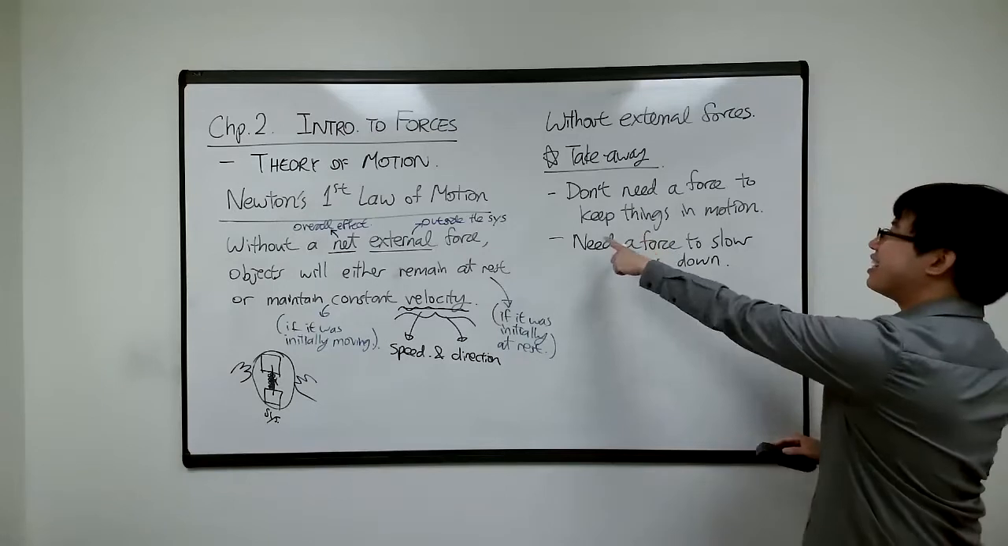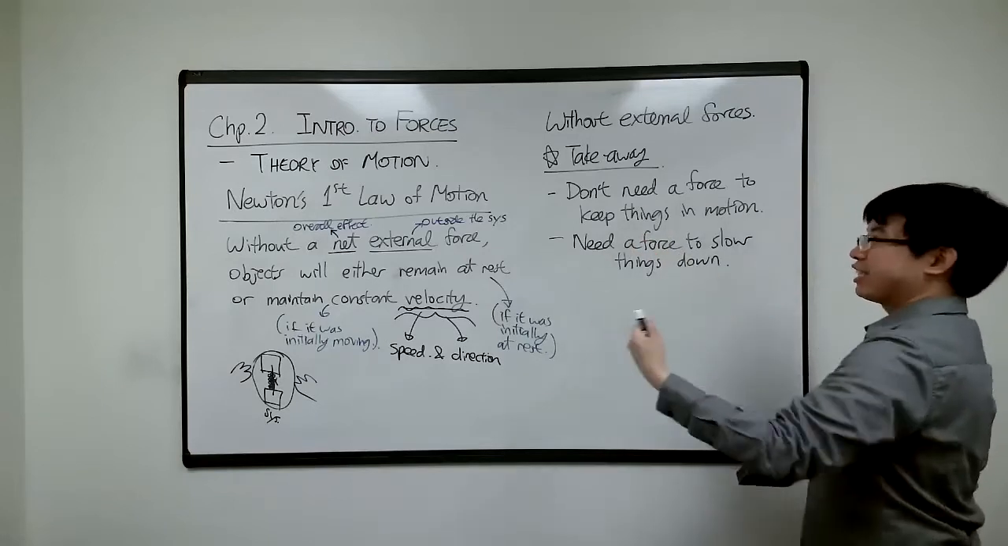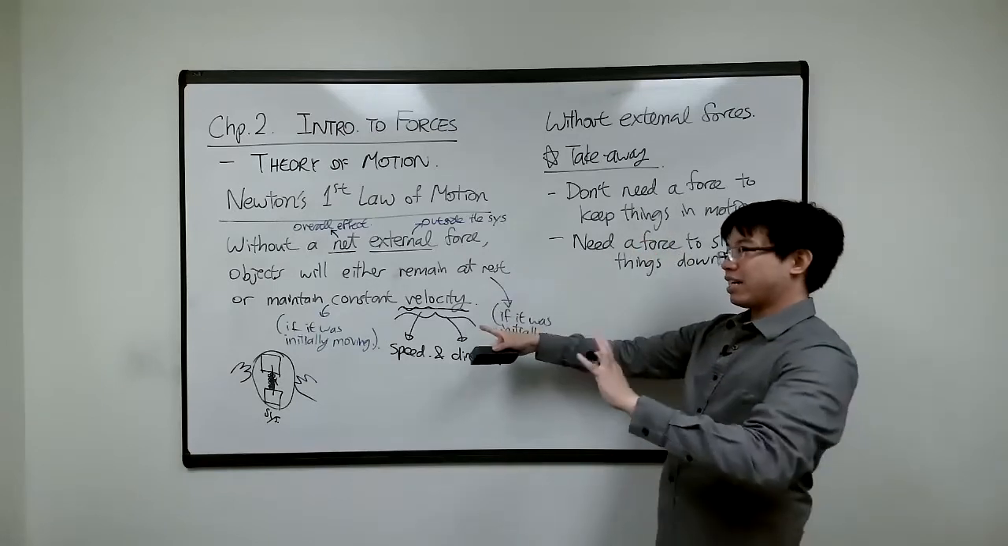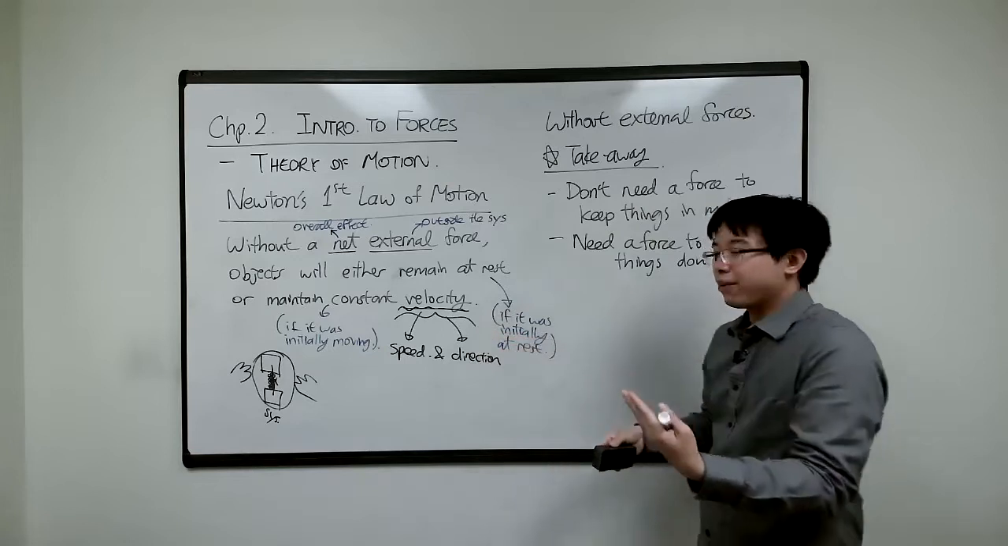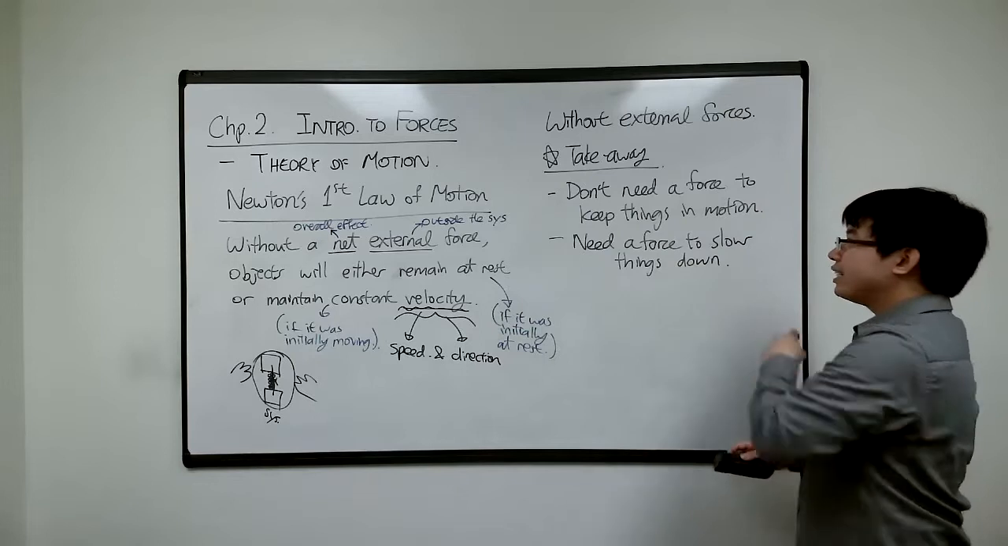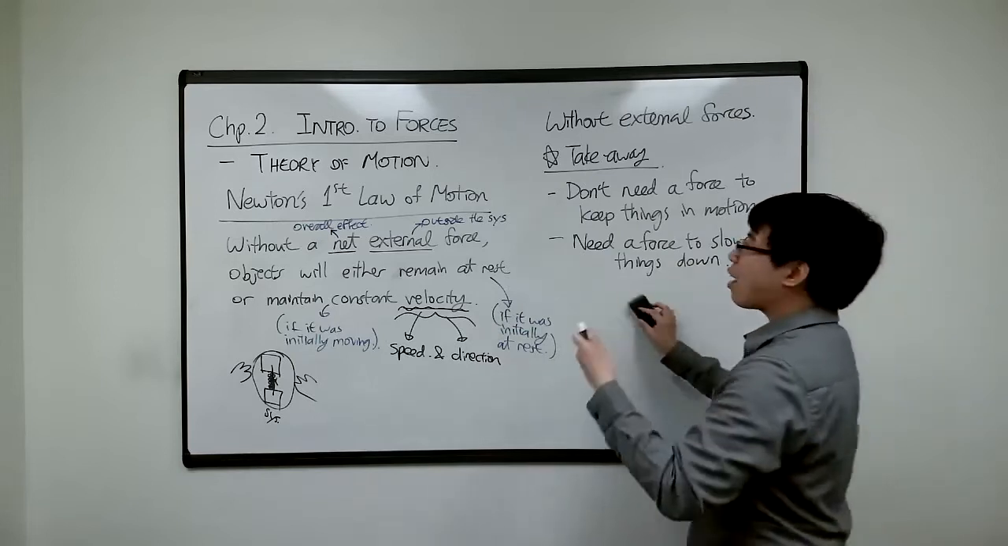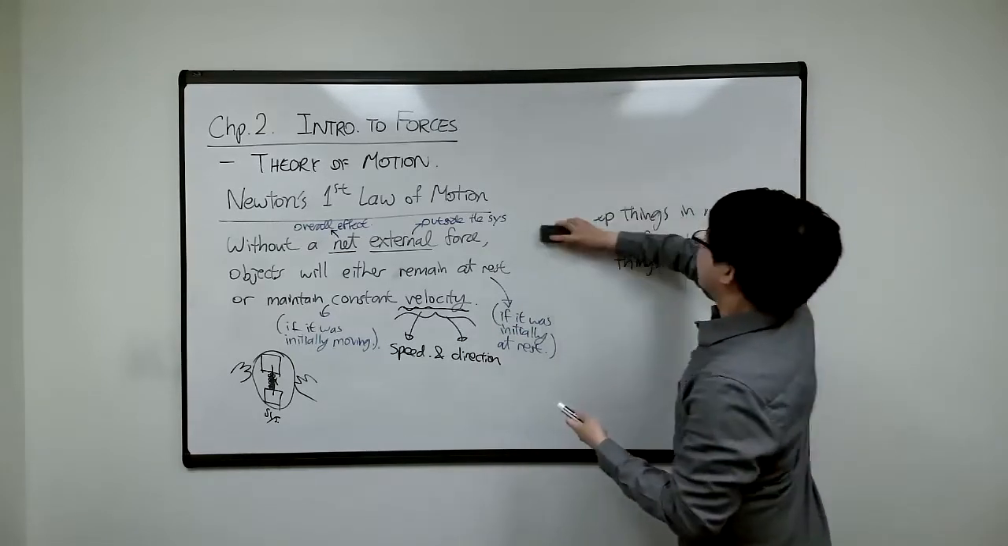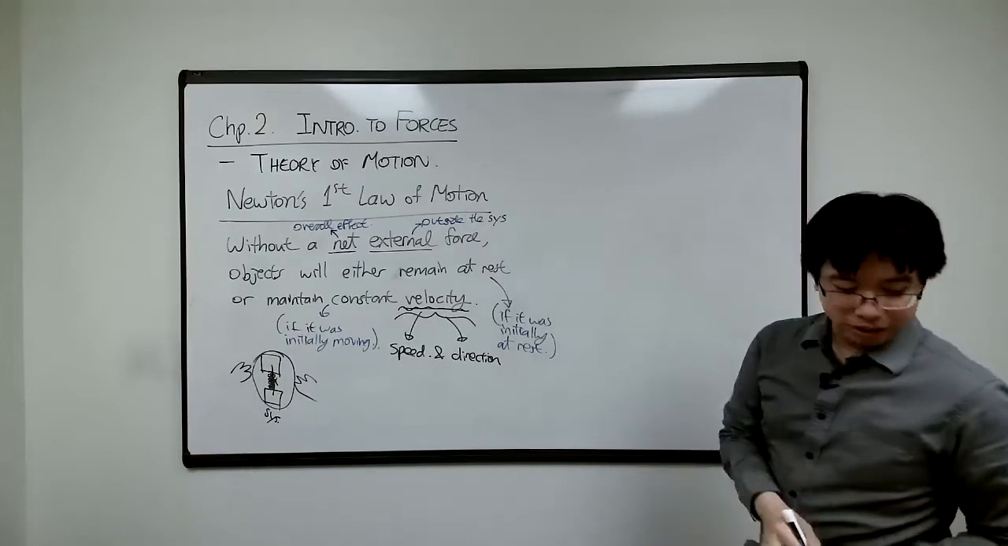This is what happens, right? You don't need a force to keep things moving. If it's initially at rest, it'll stay at rest. If it's initially moving, it'll keep moving with the same speed and direction, i.e. same velocity. But what you need is a force to slow it down. But how does it slow it down, right? And that is what Newton's second law will tell us.